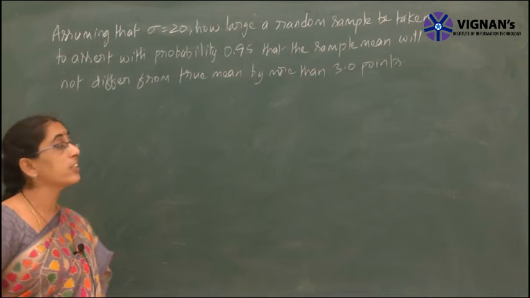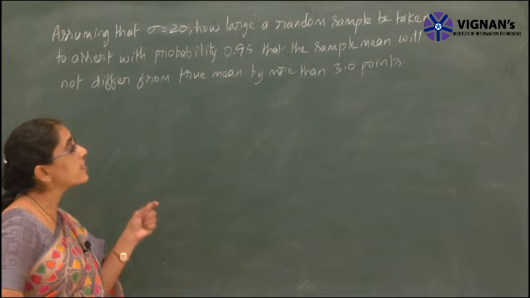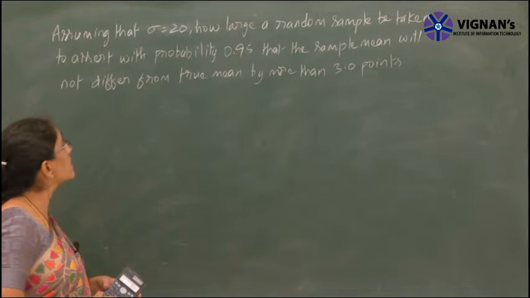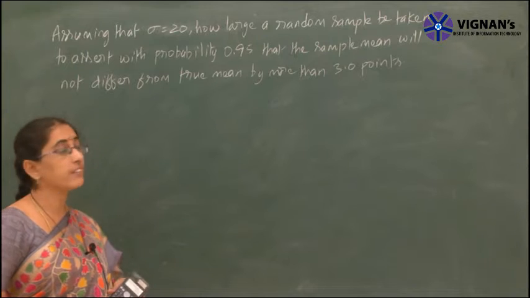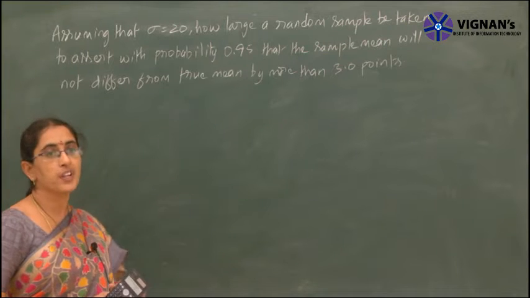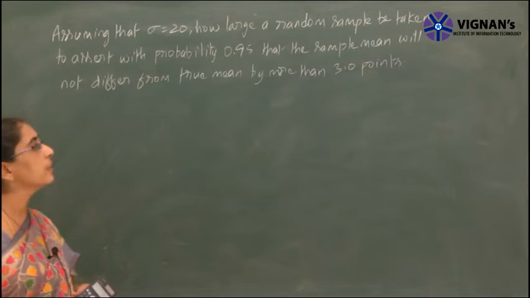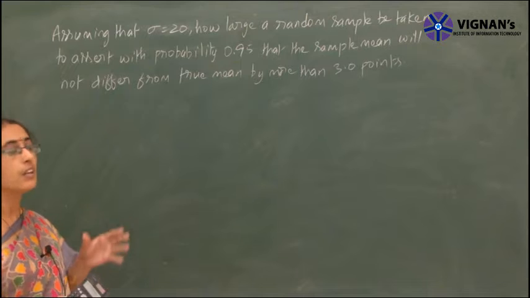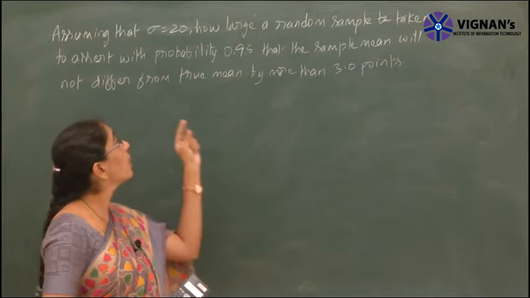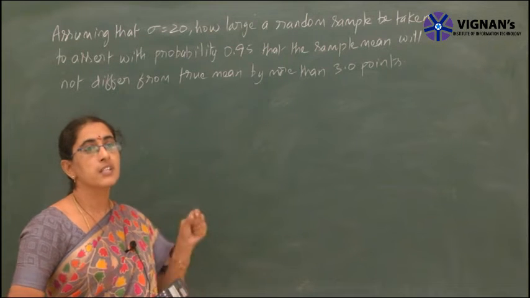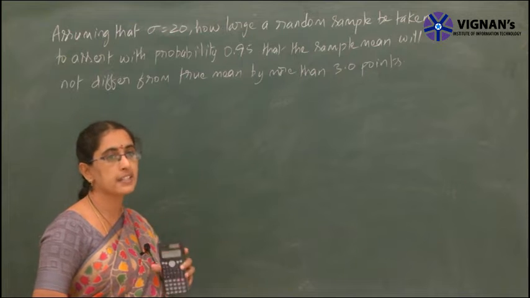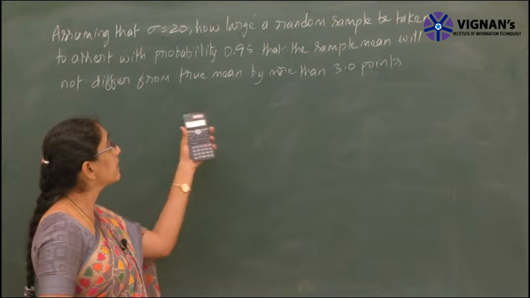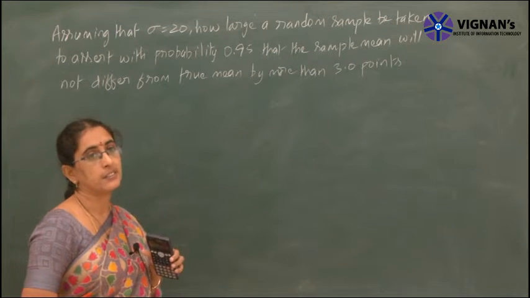Assuming that sigma equal to 20, how large a sample be taken to assert with probability 0.95 that the sample mean will not differ from the true mean by more than 3 points. Now here they are asking you to find how large a random sample. Means here we have to find the sample size n here and the standard deviation is given as 20, right?